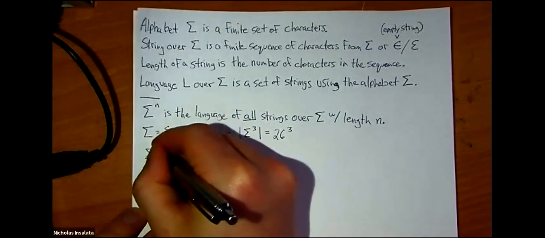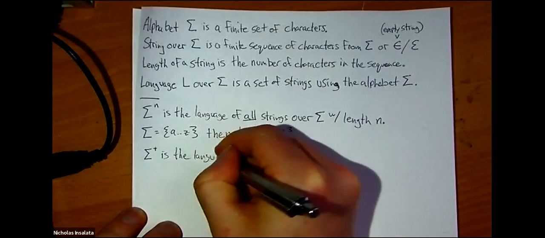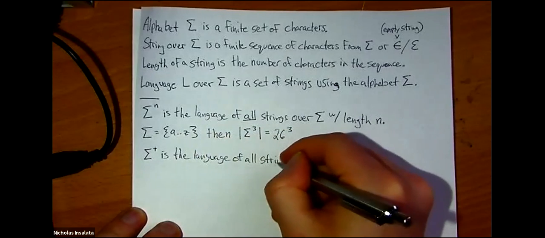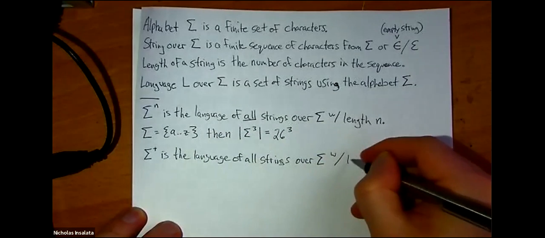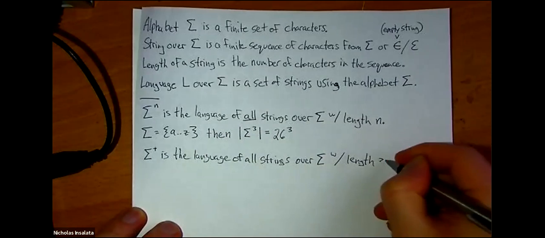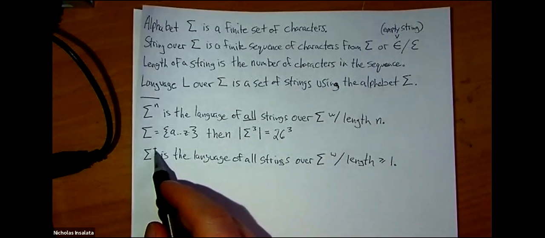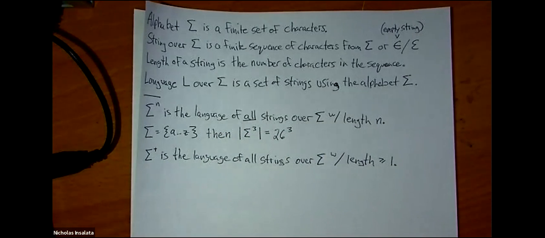Here's another definition for you. Sigma plus is the language of all strings over sigma with length greater than or equal to 1. Okay, so that little plus means, like the positive real numbers, but now we have the positive language, right? Which is to say, it's all the strings that have a positive length, right? Length greater than or equal to 1.